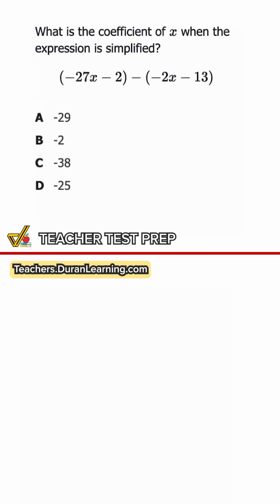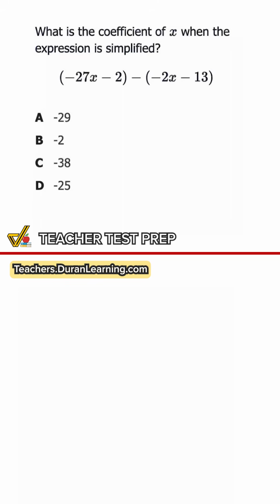Alrighty, so here we have: what is the coefficient of x when this expression below is simplified? The expression is negative 27x minus 2 minus parentheses negative 2x minus 13. So first and foremost, everybody, two things. One, I agree with you if you think that these negatives are mighty distracting, because they are. That's a lot of negative values.